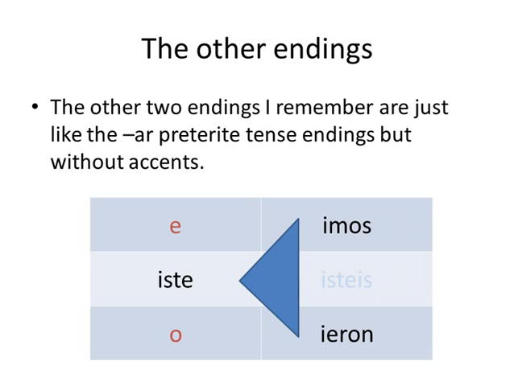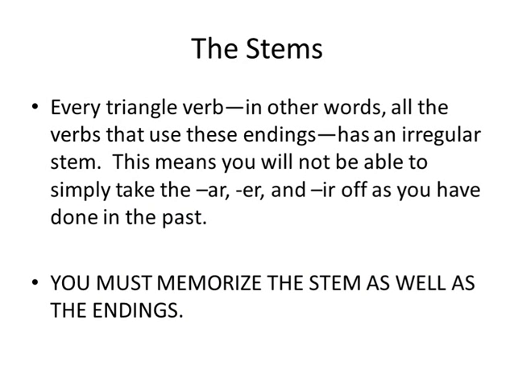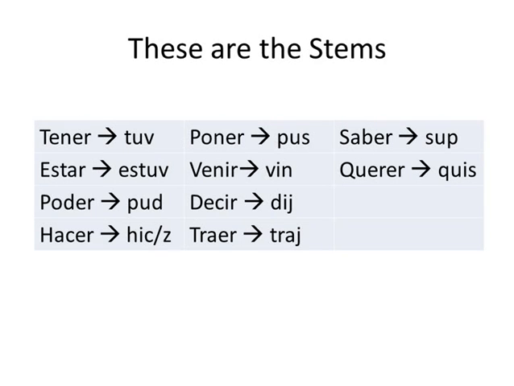Now let's talk about the stems, that front part of each verb. Every triangle verb, in other words, all of the verbs that are going to use these endings, have an irregular stem. This means you will not be able to simply take the AR, ER, or IR off as we've done in the past. You will have to memorize the stem as well as the endings. Now these are the stems.